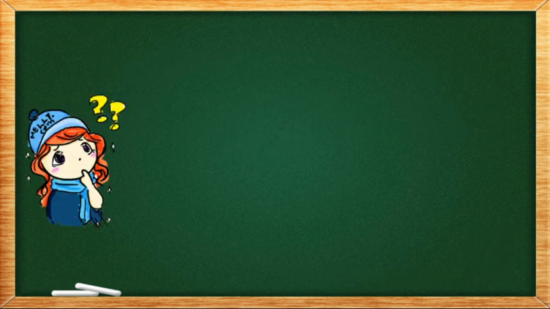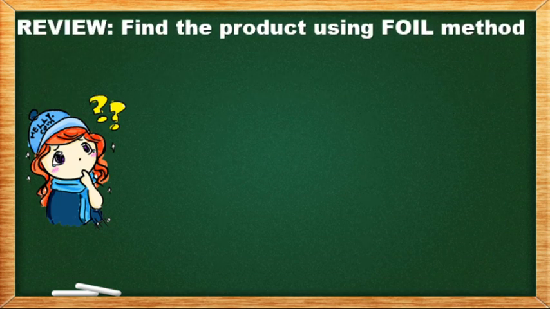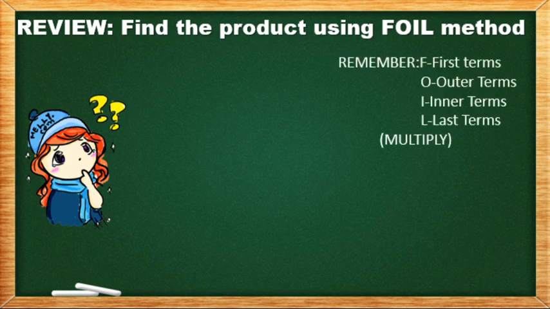Okay, before we get into that, we need to review first the FOIL method. What is the FOIL method again? FOIL means first terms, outer terms, inner terms, and last terms. Yun yung mga parts ng FOIL na kailangan mong i-multiply. So, we need to find the product pag nagpo-FOIL method tayo. So, example number 1, x plus 7 times x plus 7.